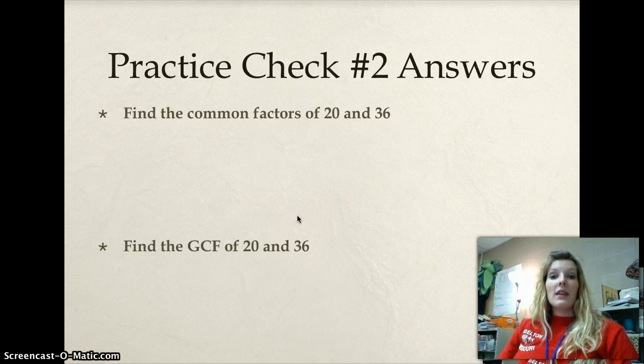All right, get ready for the answers. So if you're not ready, go back and take some more time. The common factors of 20 and 36.